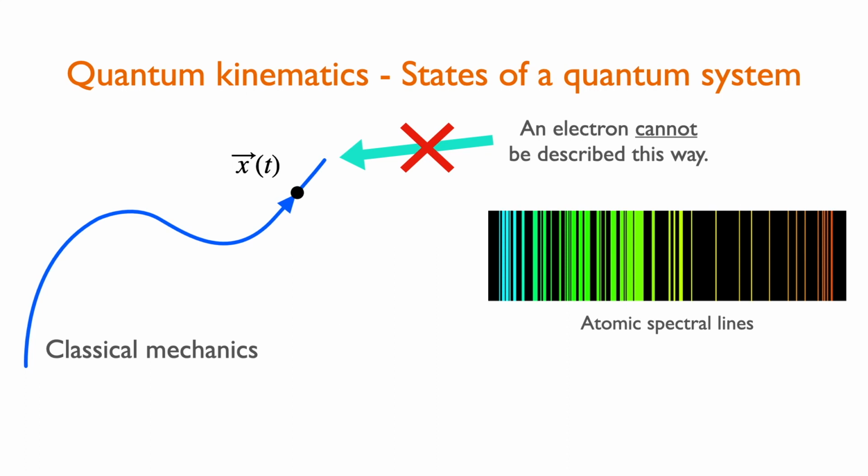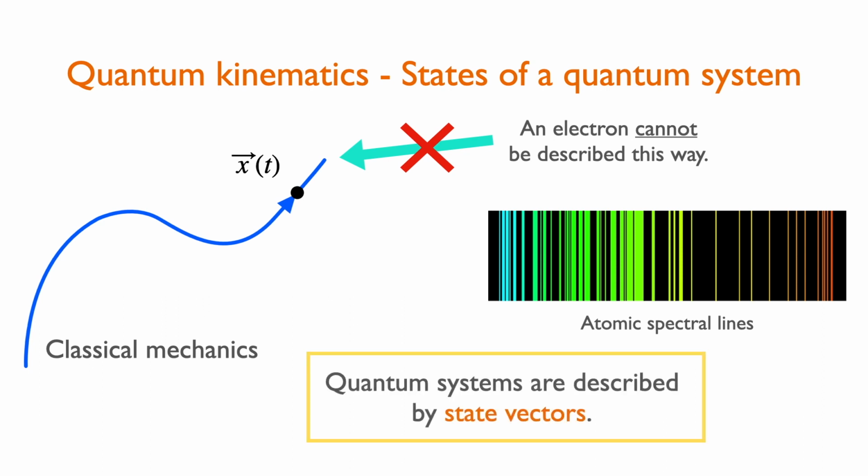In physics, the kinematics of a system is a set of variables that completely describes the state of a system at any given moment. For example, the position vector in time completely describes a point particle in classical physics. In quantum mechanics, the particle state is given by a very different sort of vector, with a radically different interpretation. We call these state vectors.